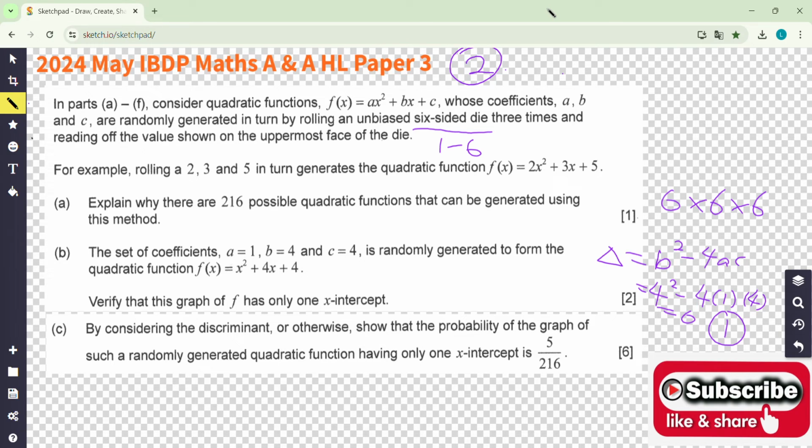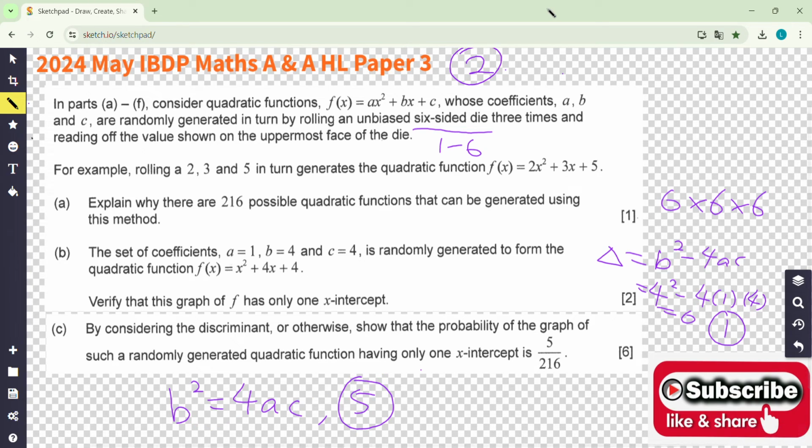It means b squared equals 4ac is the one intercept requirement. So look here: by considering the discriminant or otherwise, the probability that the graph of a randomly generated quadratic function has one x-intercept means that b squared equals 4ac. How many possible cases? 5. Total is 216. Only 5 possible.